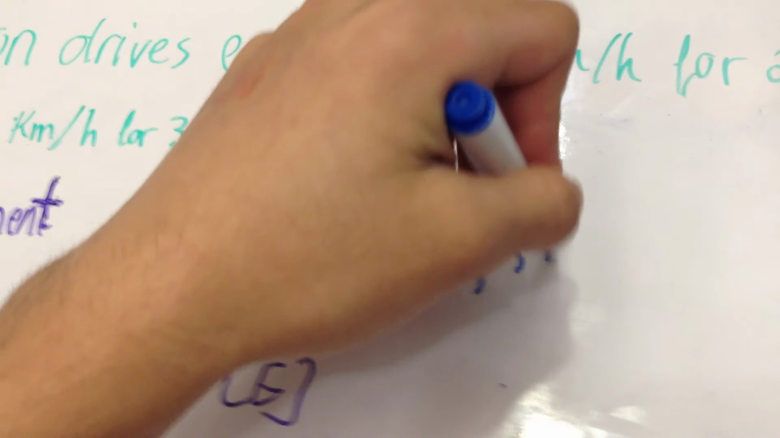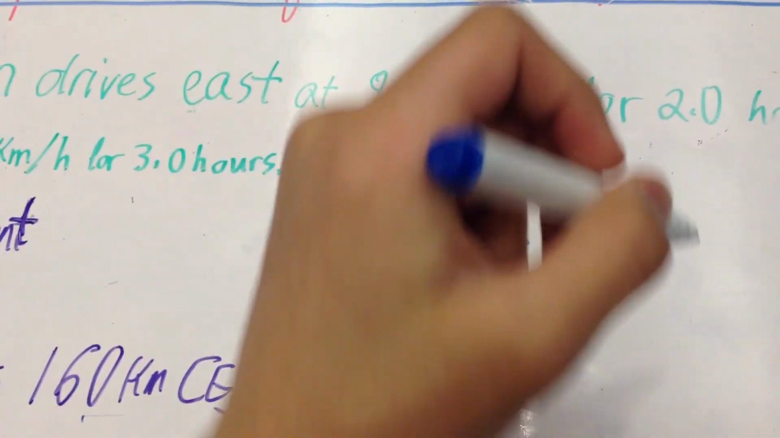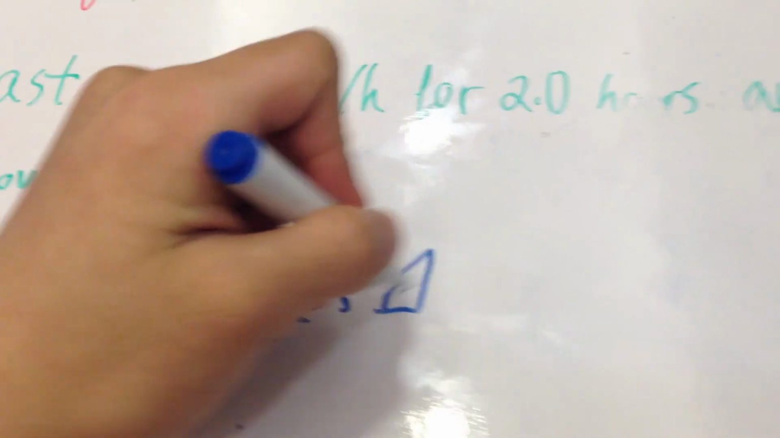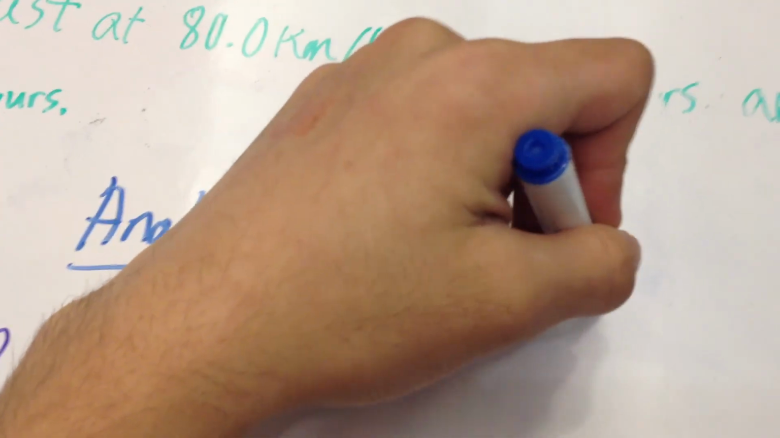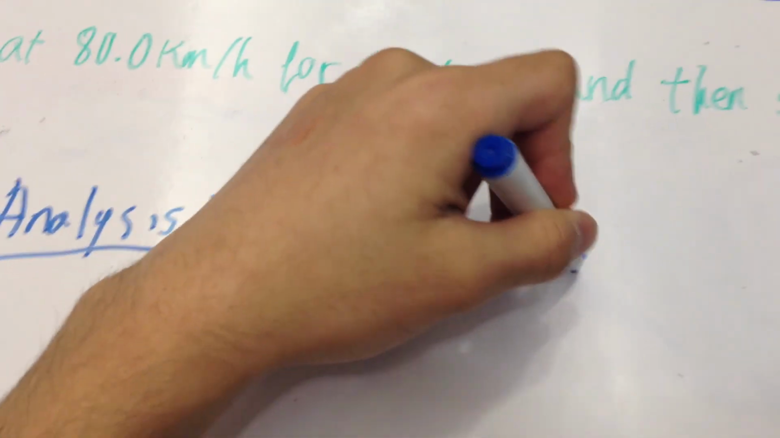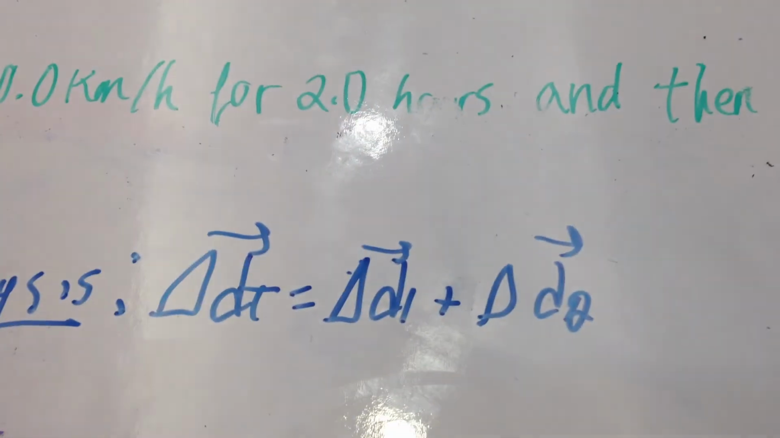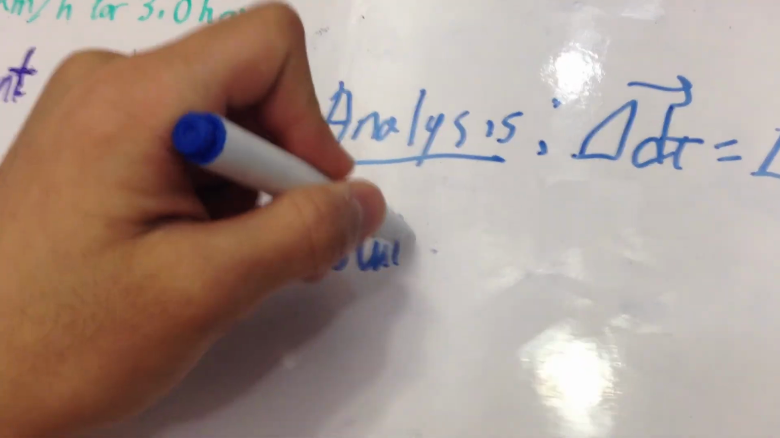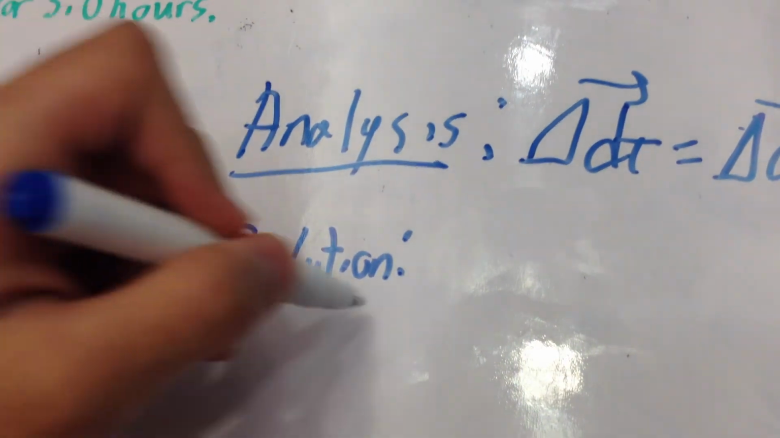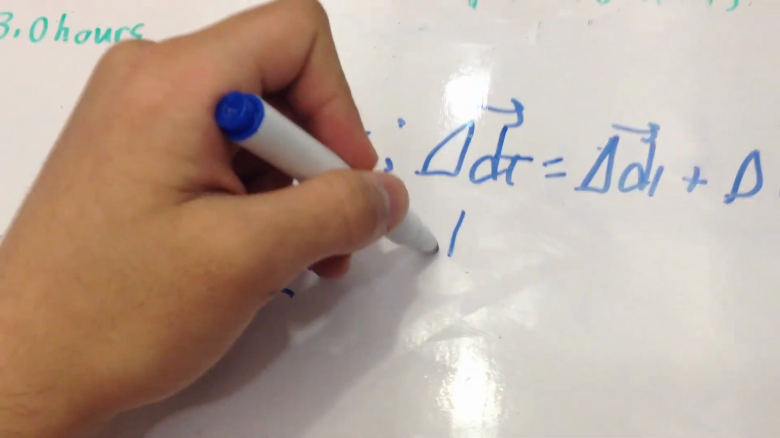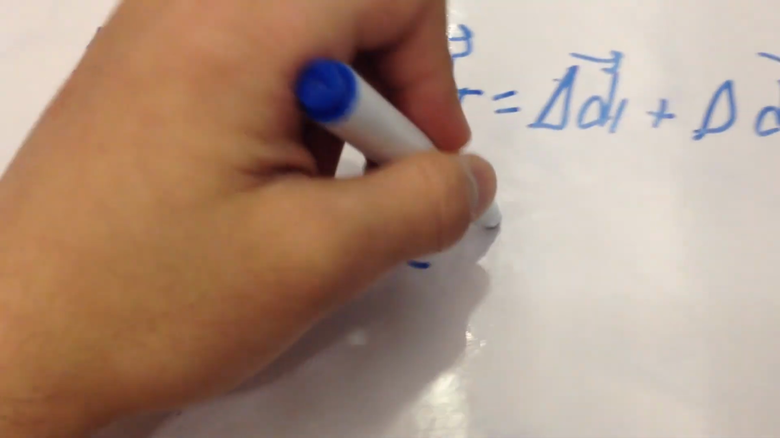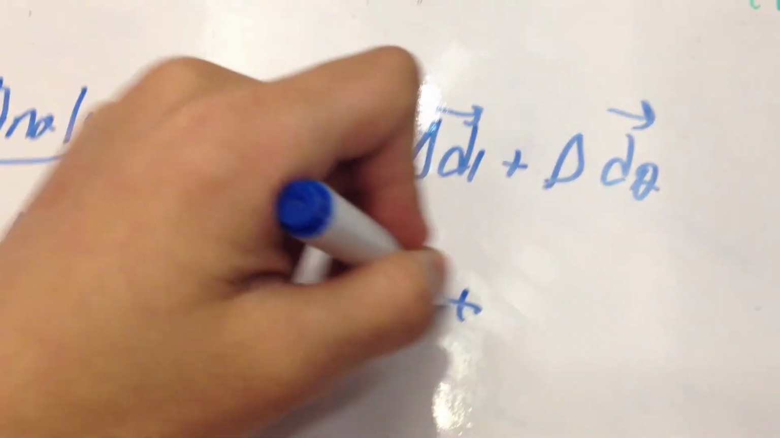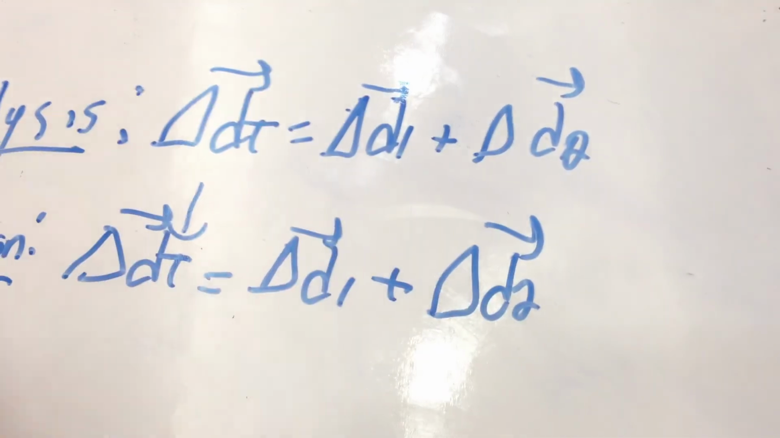Now, analysis. This is where we would write our formula. To calculate displacement, the formula is delta dt equals delta d1 plus delta d2. Now, let's go to our solution. We use the same formula, bring it down. So, delta dt with an arrow on top equals delta d1 plus delta d2.